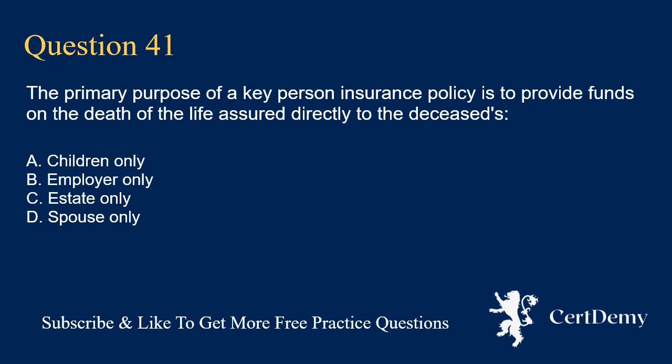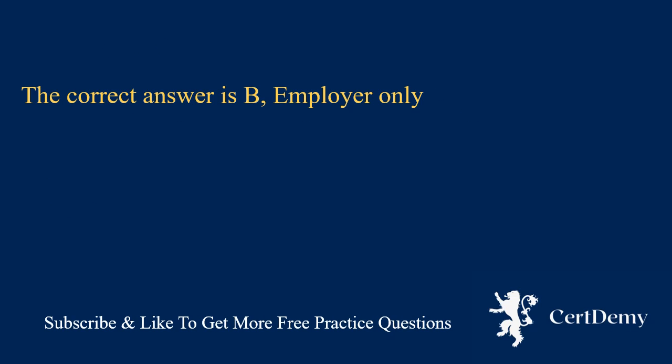Question 41. The primary purpose of a key person insurance policy is to provide funds on the death of the life assured directly to the deceased's: A. Children only. B. Employer only. C. Estate only. D. Spouse only. The correct answer is B. Employer only.